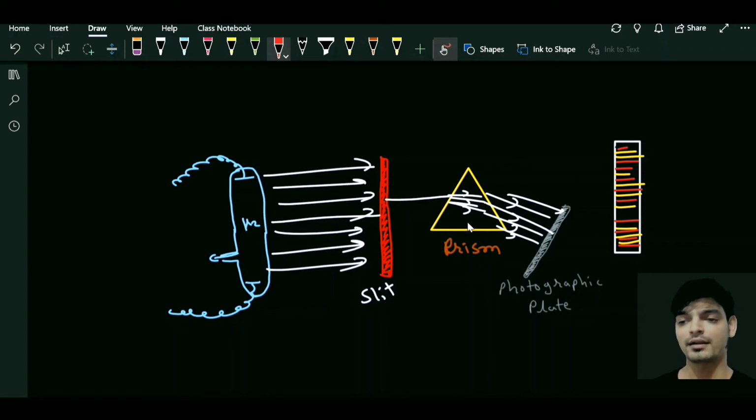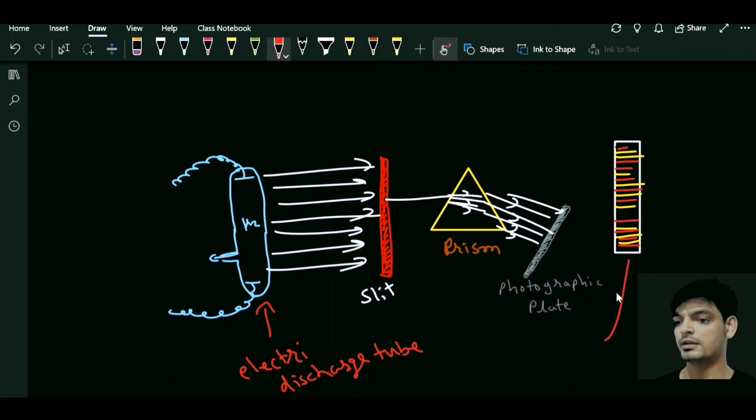So what I can write here: this is the electric discharge tube, and this is the line spectra of hydrogen. And the source is what? The source is the electric discharge tube.